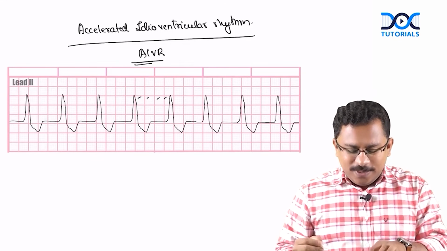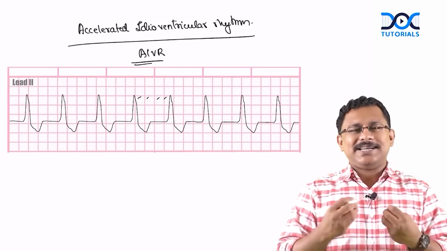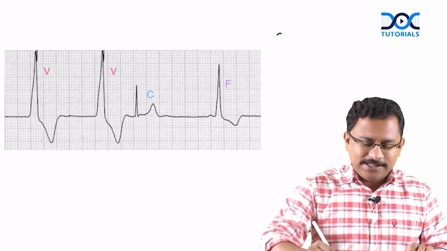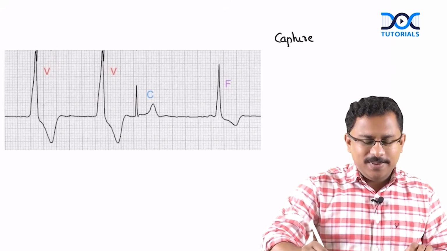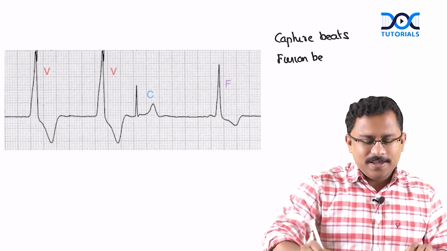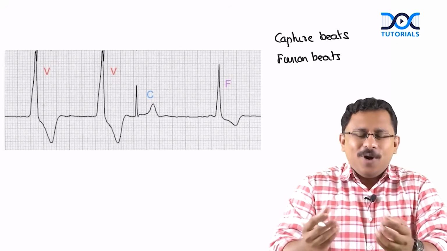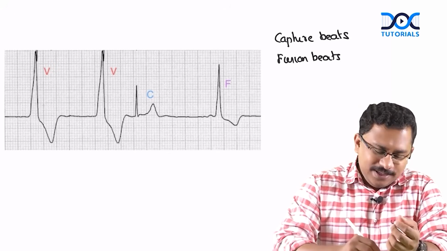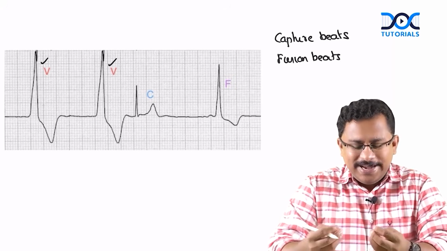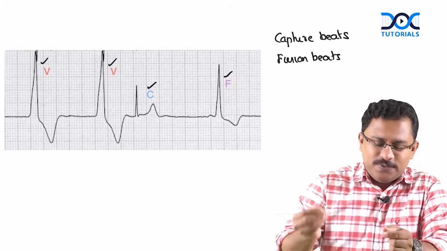Now, accelerated idioventricular rhythm, AIVR, may be associated with certain other ECG findings like capture beats as well as fusion beats, which may be an accompaniment of the accelerated idioventricular rhythm. Now, what is this capture beat, fusion beat? What I have shown as V is the accelerated idioventricular rhythm. But in between you are seeing a capture beat as well as a fusion beat.